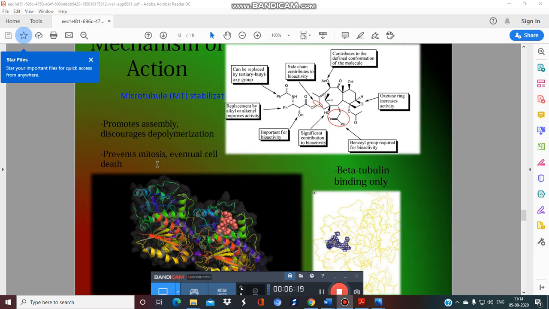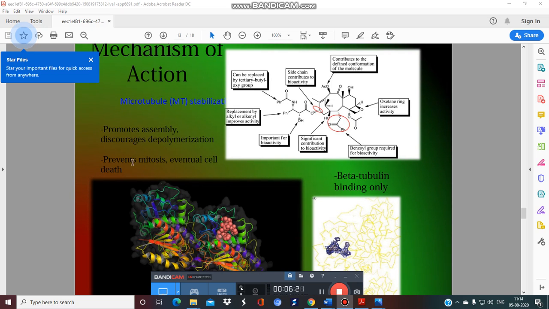So let's see the mechanism of action of Taxol. Here you can see it prevents mitosis and eventually leads to cell death. So it is used as an anti-cancer drug, and we know cancer is the uncontrolled growth of cells, so it will stop the uncontrolled growth by preventing mitosis.